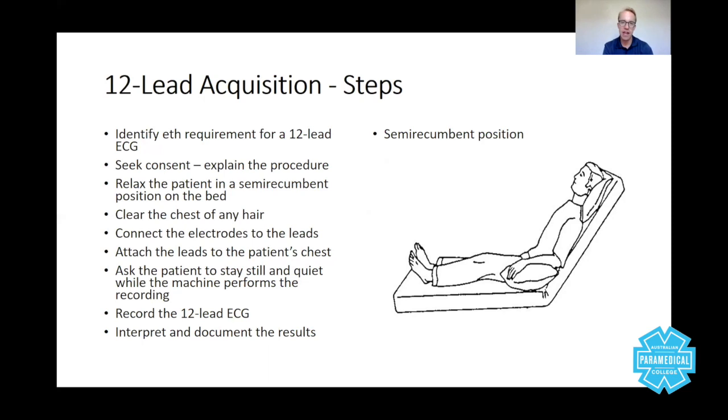Always seek consent, explain the procedure. They may have never had this done before. Explain what you want to do. I need to expose you and I need to place these dots in certain places. Is that okay with you?